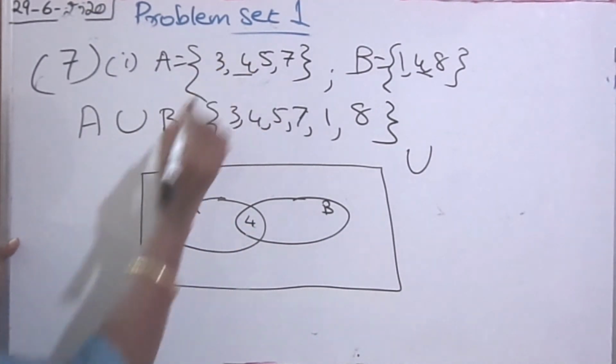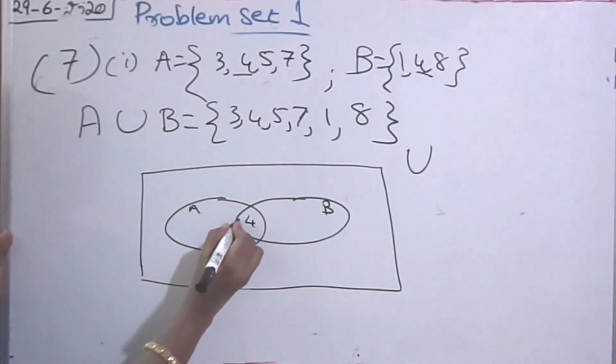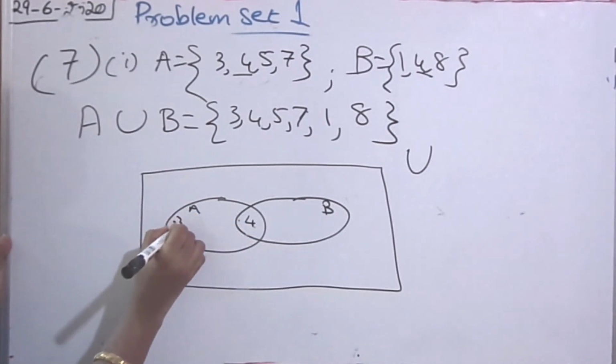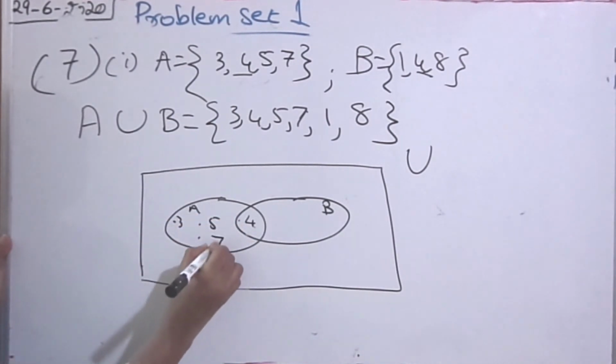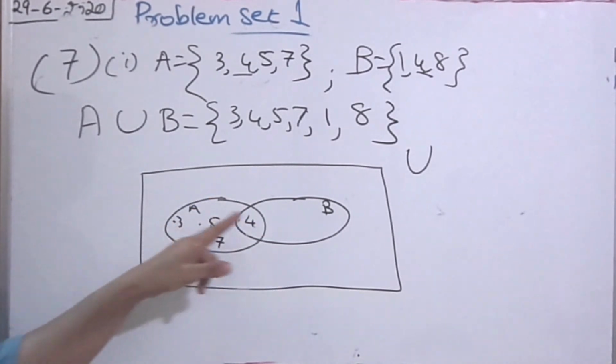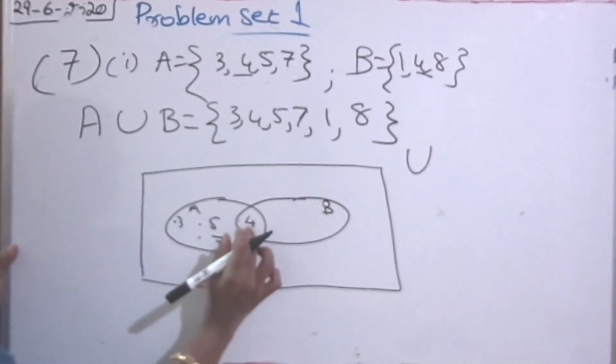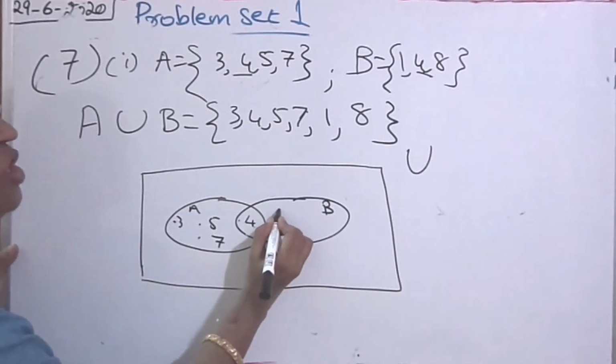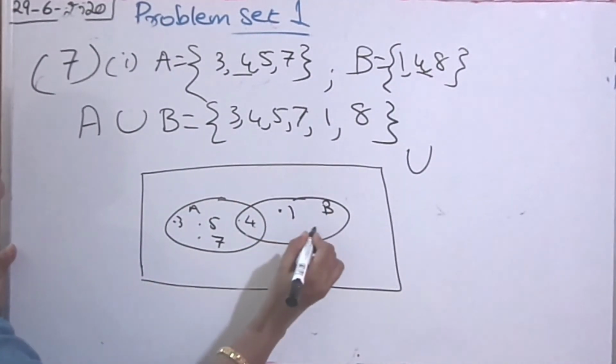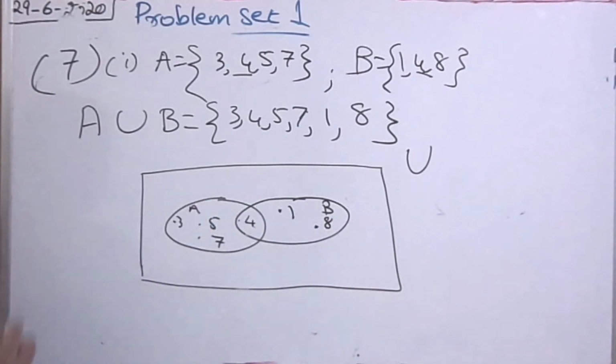Now you write the elements 3, 5, 7. Always you put a dot and write 3, 5, 7. So your A contains 3, 4, 5, 7. Yes, correct. Now B should contain 1, 4, 8. 4 is written in this overlap part because it was a common element of A and B. What are the remaining ones? 1 and 8.